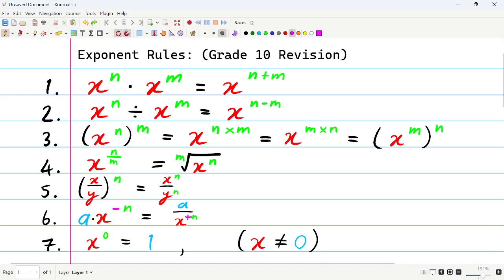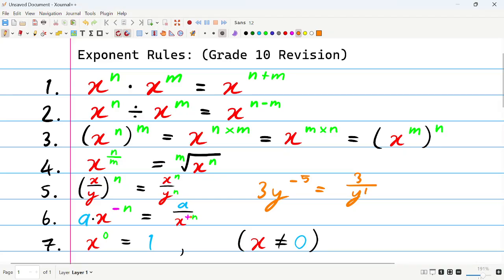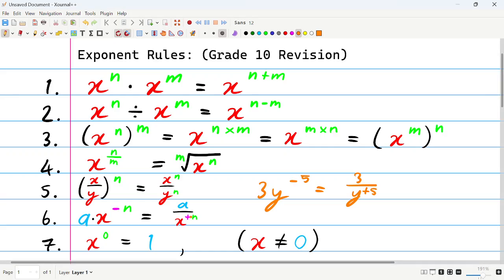If I were to put this in a different example, say 3y raised to the power of negative 5, right? Let's write that a little bit neater. Negative 5. This is just going to be the same as, do you notice? The coefficient is going to go to the top, so it's 3 over y, the base stays the same, but notice it's a negative exponent, we want to convert it. So now it's going to be positive 5, or you can just say 5. So that is how we actually do it. It is not that crazy.